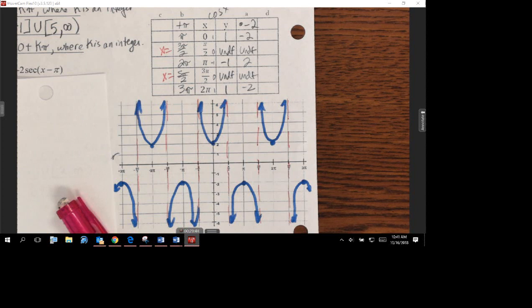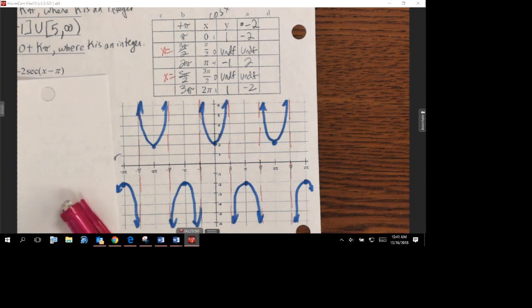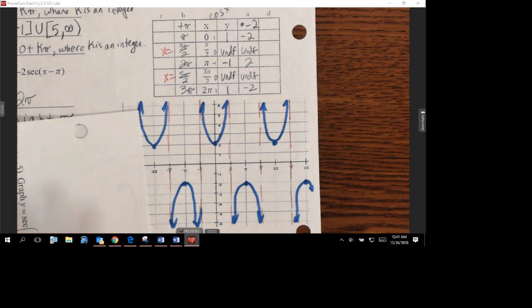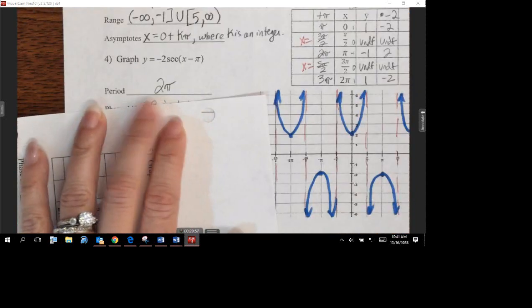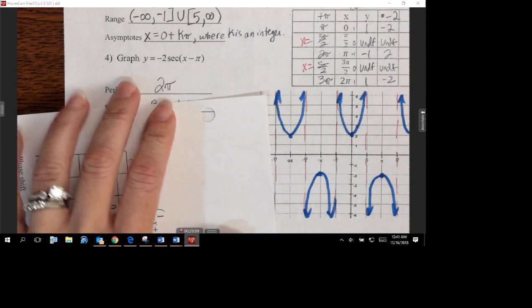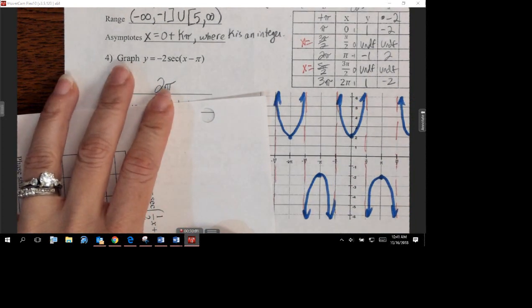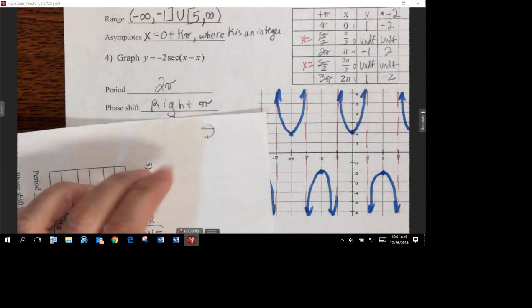So if you guys have your table correct, then your graph should be correct. Some people just take a little bit longer to graph it, but I want to make sure we get to the last question. So we did not have a horizontal stretch or shrink. So 2 pi would still be our period. Did we have a phase shift? Yes, we did. And you write the direction.